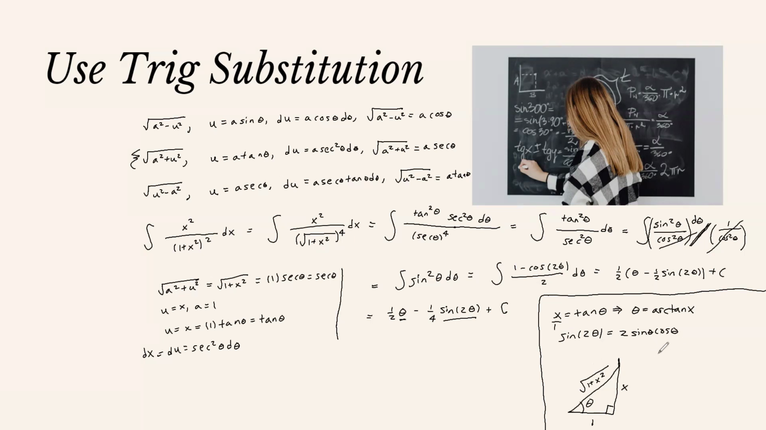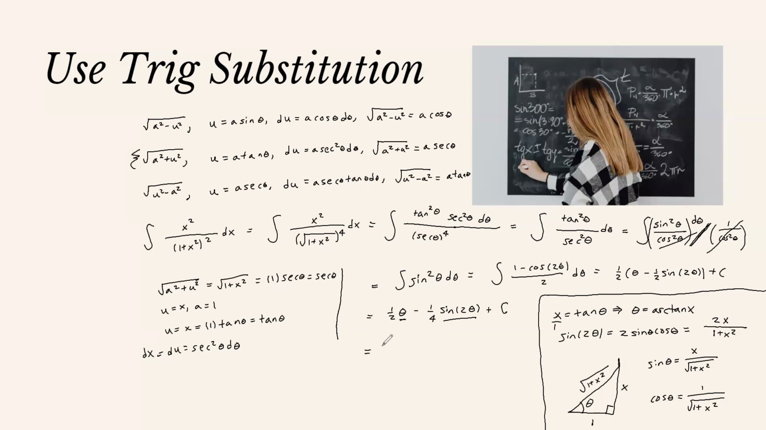Yep. And now we know that our sine of theta, which is opposite over hypotenuse, is going to be x over the square root of 1 plus x squared. And similarly, our cosine of theta, which is adjacent over hypotenuse, will be 1 over the square root of 1 plus x squared. So our 2 sine theta cosine of theta will just end up being 2x all divided by 1 plus x squared.